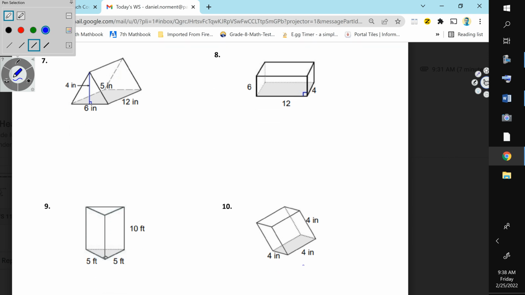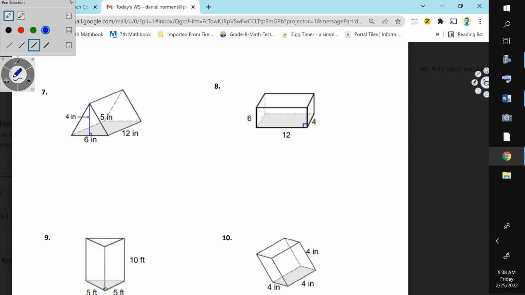Number 7. Now, there are no shortcuts here. You've got 5 faces, 2 triangles, which are going to be here and here, and these are the same measurements. And then you've got 3 rectangles, okay? Rectangle 1 and 2 and 3. So let's do the triangles first.